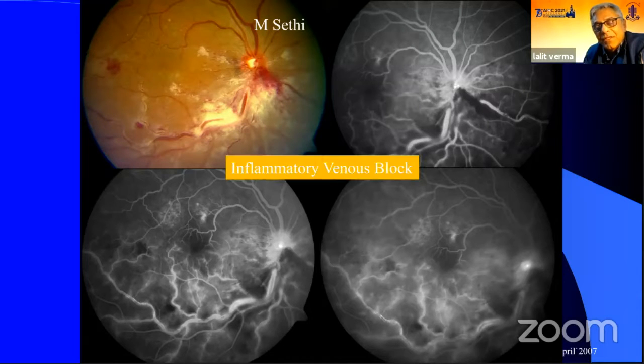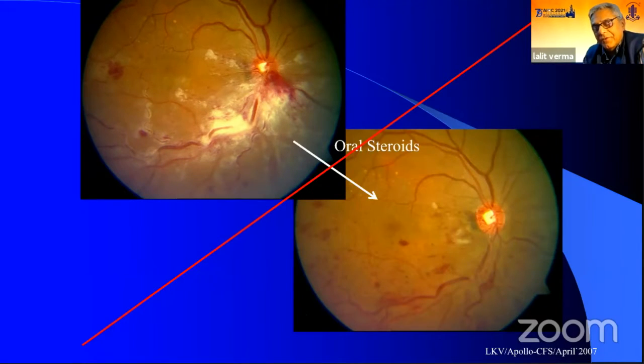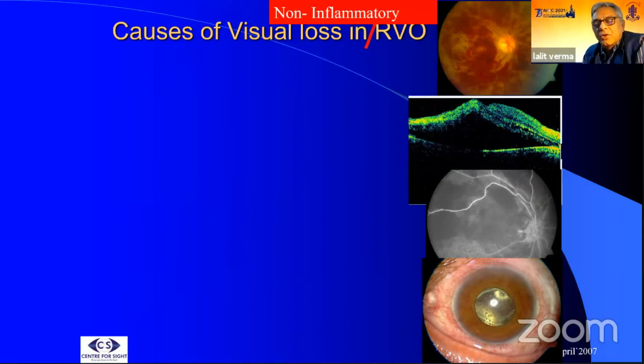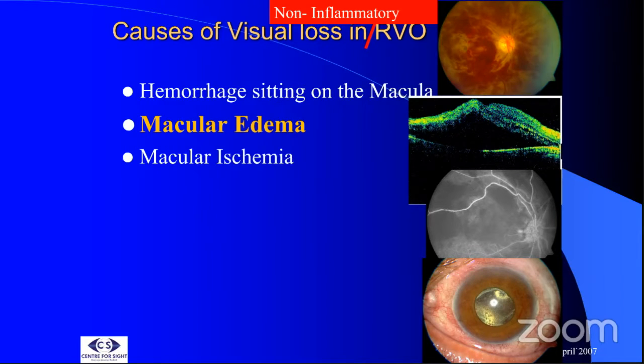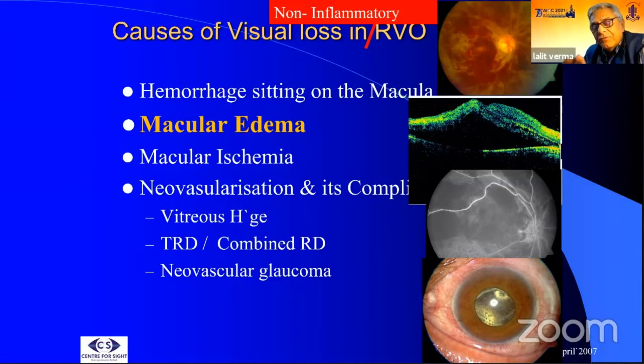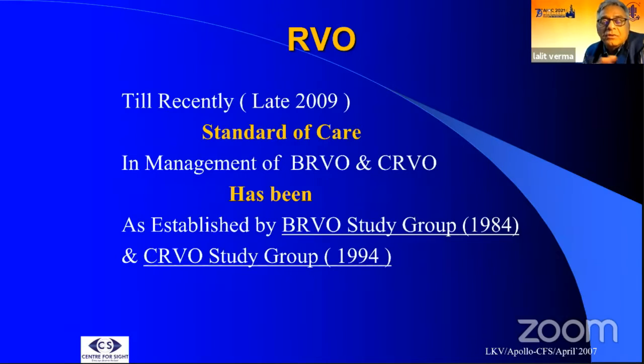I will not be discussing this because here the treatment is primarily steroids, and this patient was put on steroids and had a wonderful recovery, with very good visual recovery also. So what we will be discussing primarily is the non-inflammatory BRVOs. We should understand that there can be many causes of loss of vision: if the hemorrhage is directly sitting on the macula, if there is macular edema documented on OCT, or if there is intense macular ischemia. These are the 3-4 causes of loss of vision in BRVO, and macular edema is the predominant thing which we can actually intervene on.